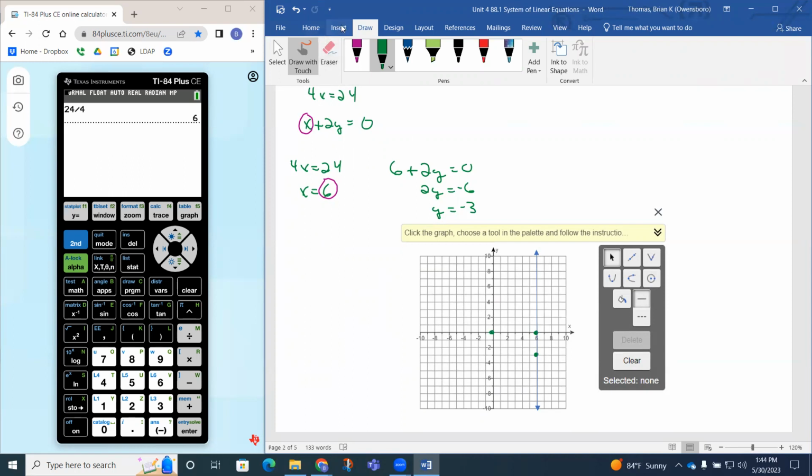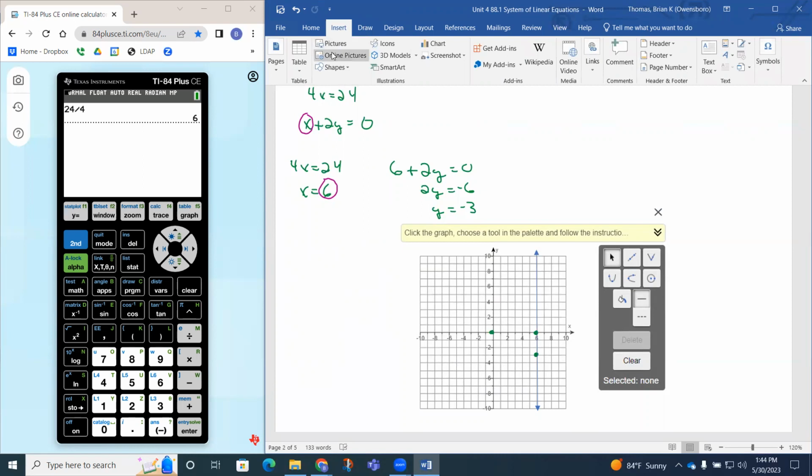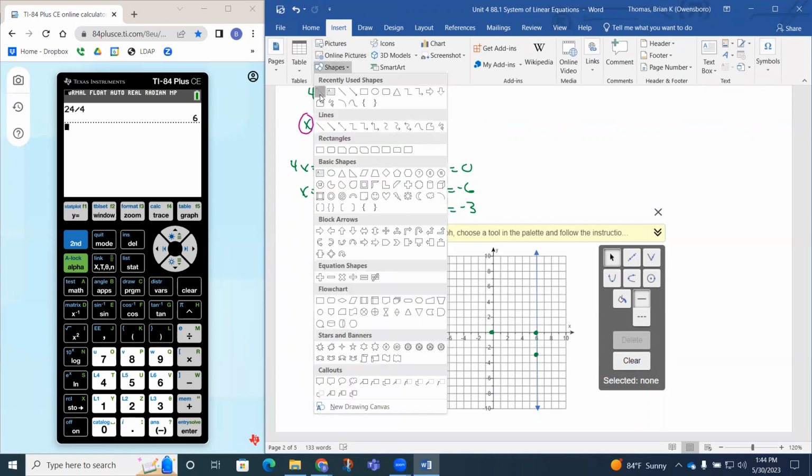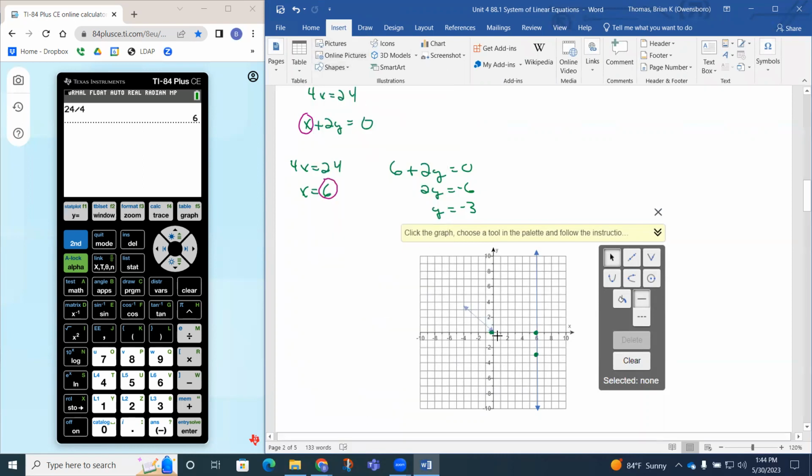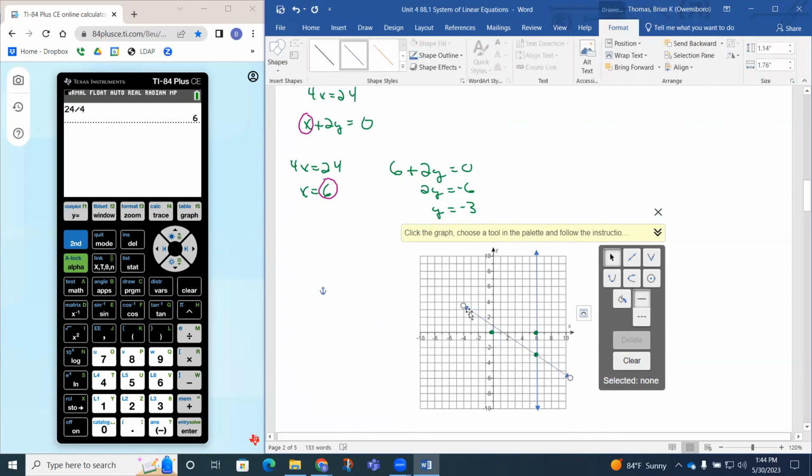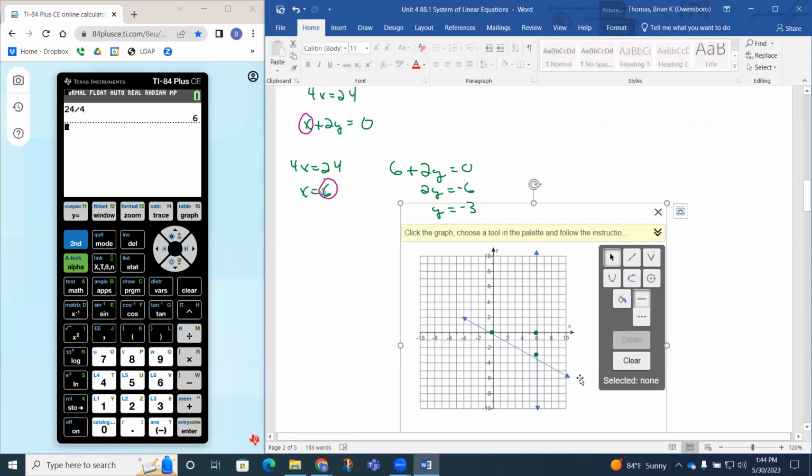So if we put that in there, we can see the two equations. Let's see if I can get that to go through there. That looks a little better. Anyway, it should be passing through (0, 0) and (6, -3). Mine's off a little bit, but it should look something to that effect. So the point of intersection is the solution to both equations.